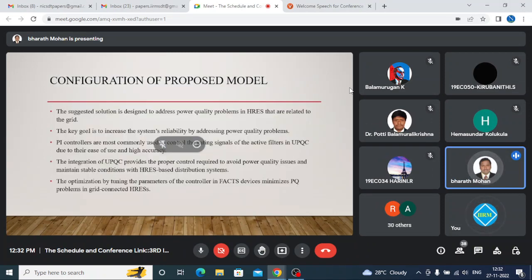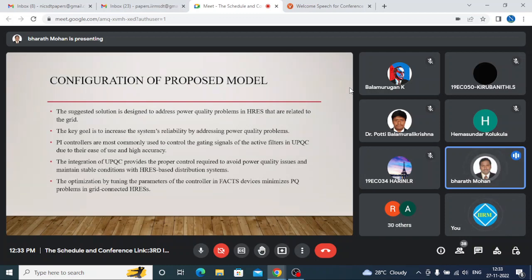The configuration mainly focuses on the FACTS device, that is UPQC, which has been discussed as it is easy and highly accurate to use here. It will even minimize the power quality problems when a hybrid renewable energy system is connected to the grid.